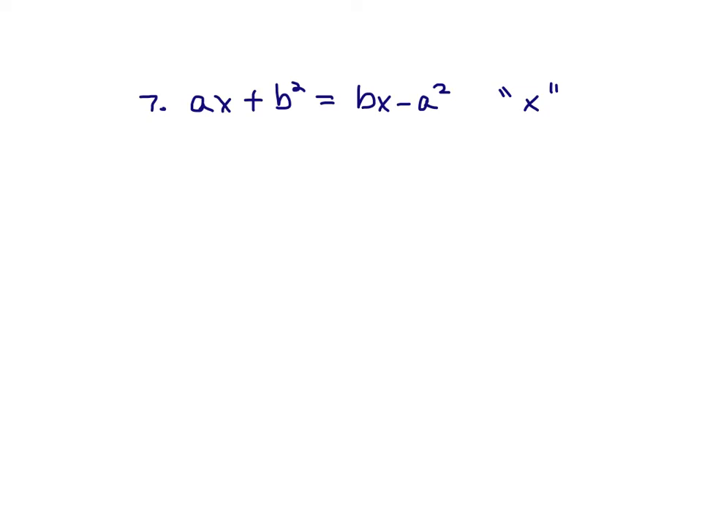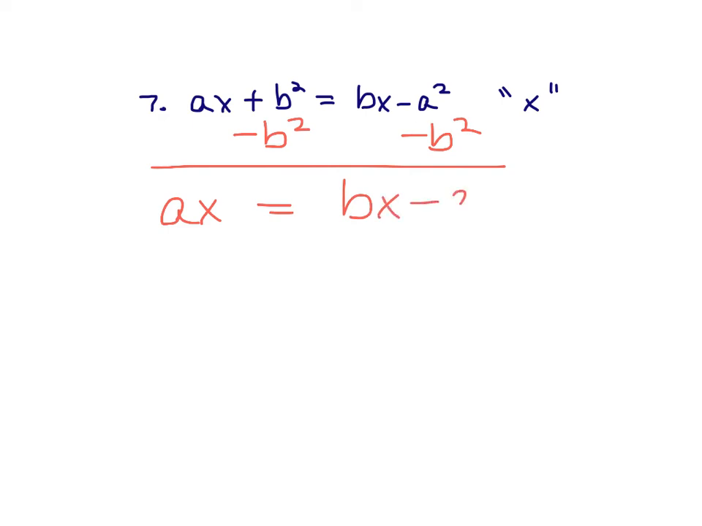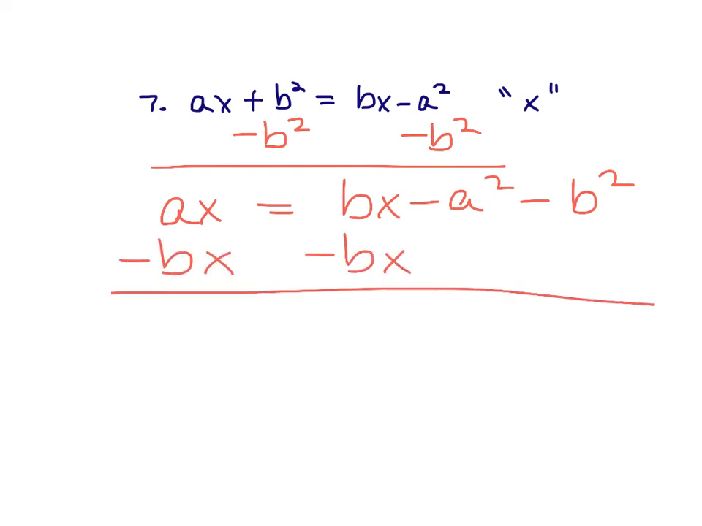Again, I need to get x's together, so I'm going to move my b squared over to the right side by subtracting it. And then I get ax equals bx minus a squared minus b squared. Then I'm going to move the bx over. So I need to get anything that has the letter x grouped together. So ax minus bx equals negative a squared minus b squared.